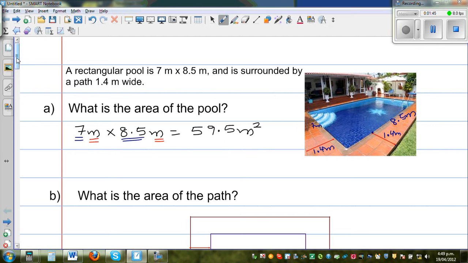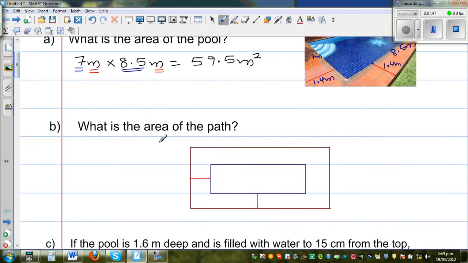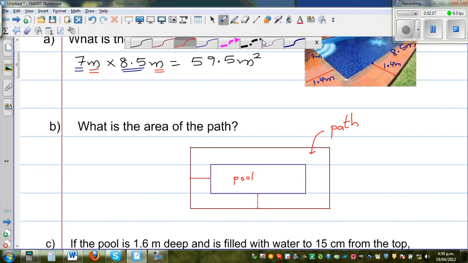Now the second question is, what's the area of the path? This is a pool and this is your path. Now I want you to think how you find the area of this path. There's a relation between these two rectangles to find the area of the path. You can pause this video if you want and think, how would you find the area of the path? Hopefully you have thought about it.